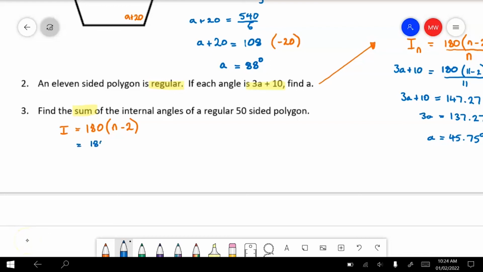We've got 180. We've got a 50-sided shape, which means there's 50 angles, which means that if we take 180 and multiply it by 48, we'll find that the total internal sum is 8,640 degrees.